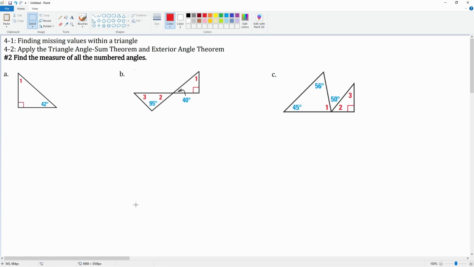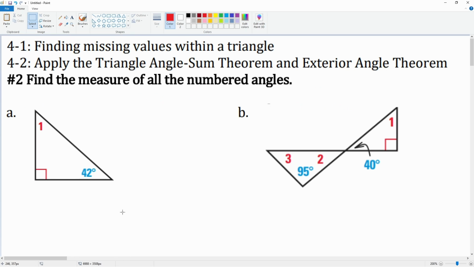Welcome, this is 4-1. You're going to find the missing values within a triangle. And 4-2, you might apply the triangle sum theorem and the exterior angle theorem. So number 2 asks us to find the measure of all the numbered angles here. Let's zoom in at A and let's work on that.